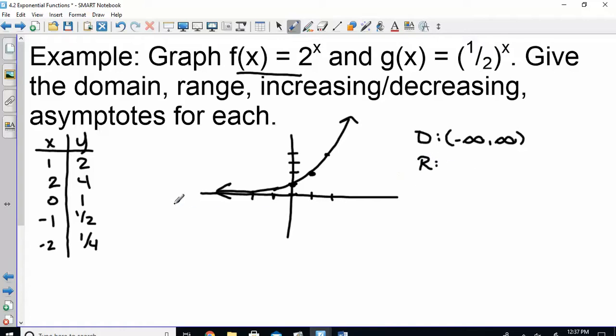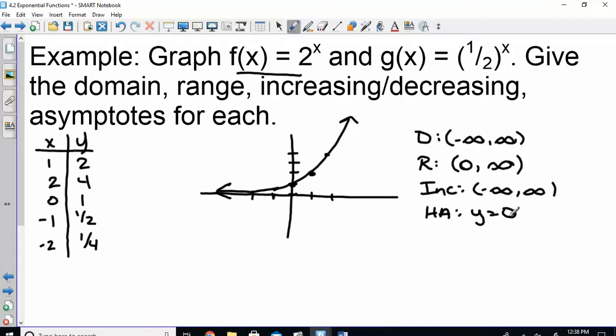Range is referring to our y values. We're hitting everything above the axis, so everything positive. So it starts at 0, but it doesn't ever equal 0, so the 0 gets a parenthesis. It goes to infinity. Is this graph increasing, decreasing, constant? Increasing the entire time. And the only asymptote it has is the horizontal one at the x-axis, so that's when y equals 0. We don't have any vertical or oblique asymptotes here.